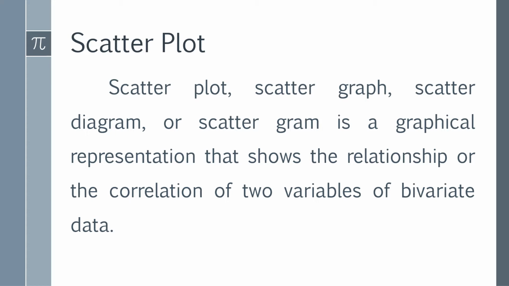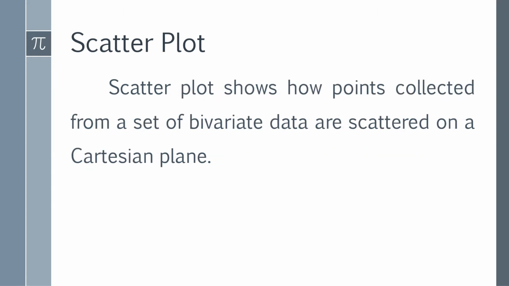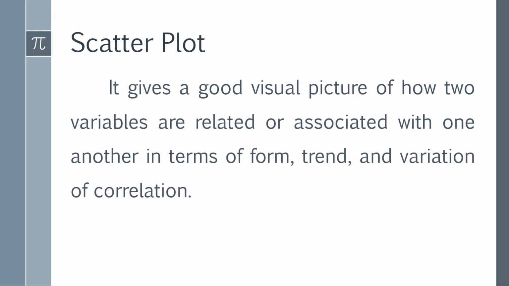It is a graphical representation that shows the relationship or the correlation of two variables, or of the bivariate data. So, scatter plot shows how points collected from a bivariate data are scattered on a Cartesian plane. It gives us a good visual picture of how two variables are related or associated with one another in terms of form, trend, and variation of correlation.